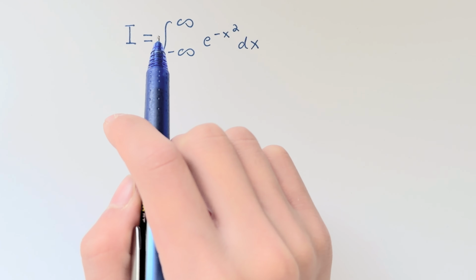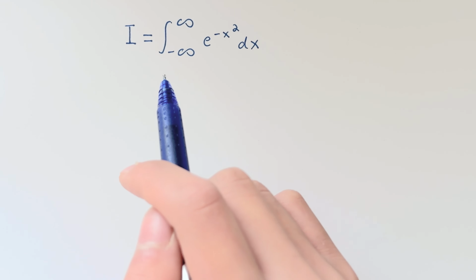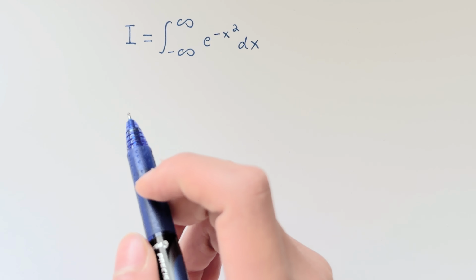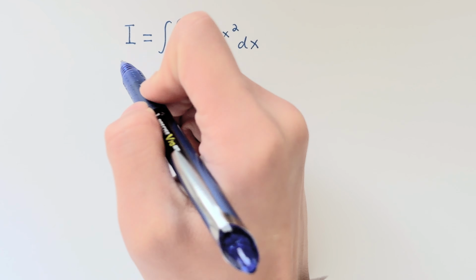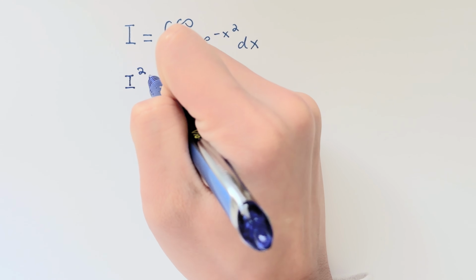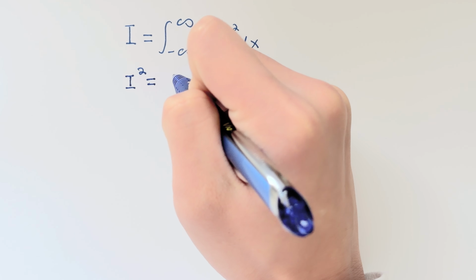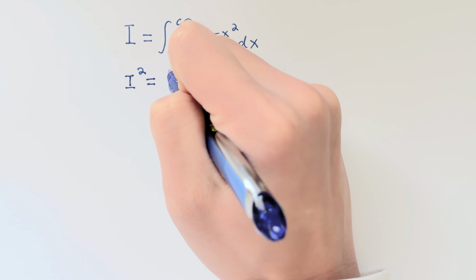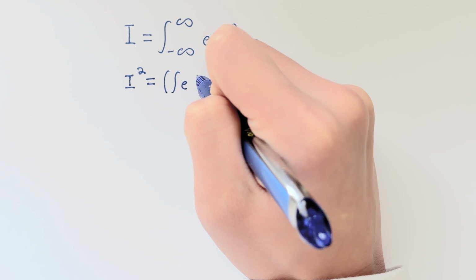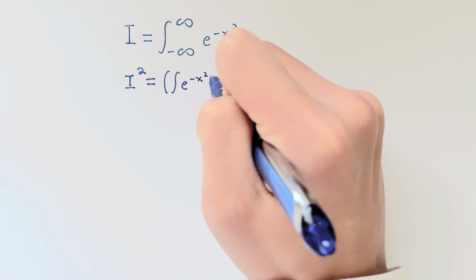Instead of solving for I here, we can solve for I squared. This will allow us to multiply the integral by itself, but we'll use a different variable for the second one. So we can say that I squared is equal to the integral of e to the power of negative x squared dx times the integral of e to the power of negative y squared dy.